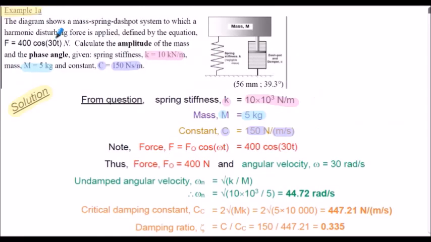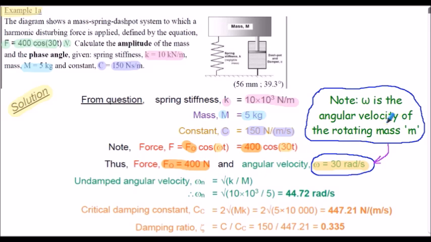And notice that the force is stated as 400 multiplied by the cos of 30t newtons. So extracting the information from the question, we can clearly see that F0 is 400, so F0 is 400 newtons. And we can see that omega is 30, so the angular velocity omega is 30 radians per second.